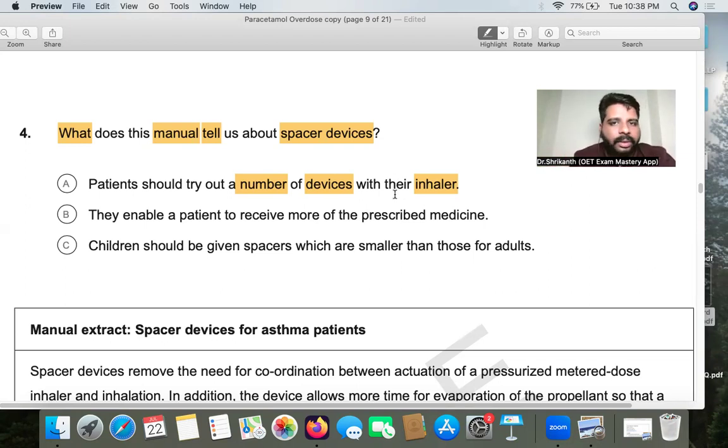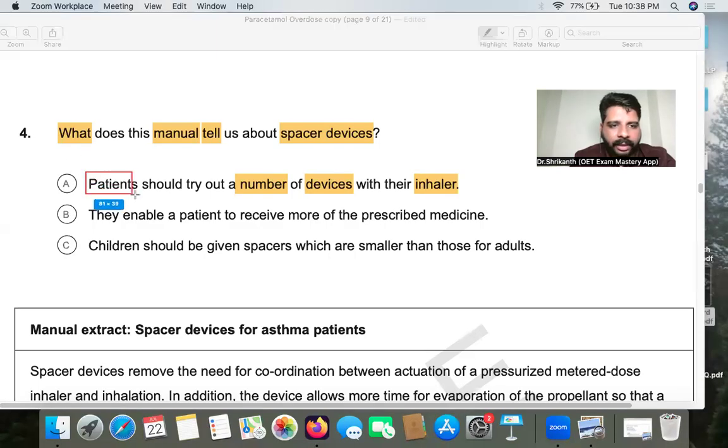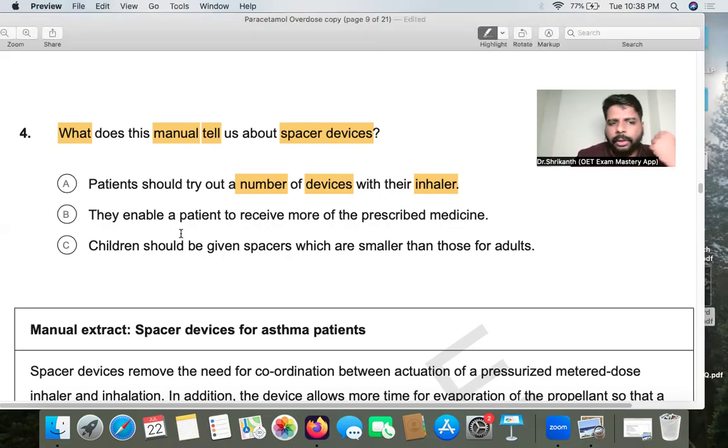So there, what does the word there refer to? The word there is referring to the patients. So this idea you must have. The patient should try a number of devices with their inhaler. So they have just one inhaler, and with that, they should try different devices. Now let's come to answer option B over here.